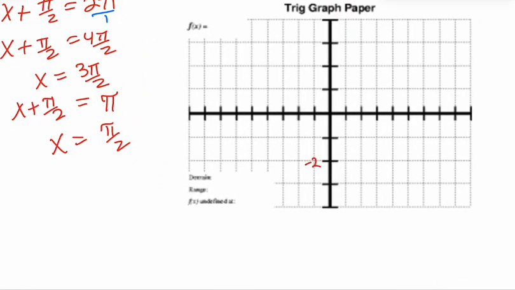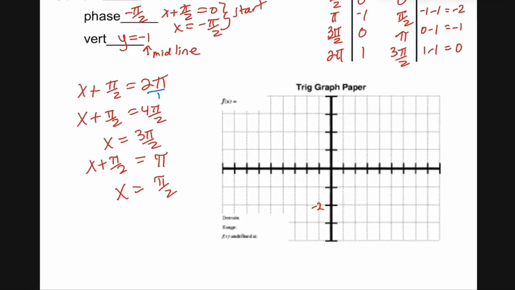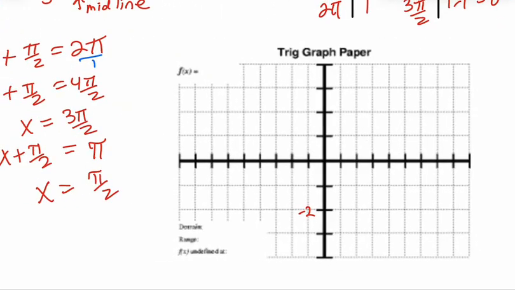Just going to count by ones for the y's. For the x's, I have to count by pi over 2's. I do have enough room that I can make this pi over 2, pi, 3 pi over 2. You must fill up the graph paper each time. So this is negative pi over 2, negative pi, negative 3 pi over 2, negative 2 pi. So I'm just counting by quadrantals.